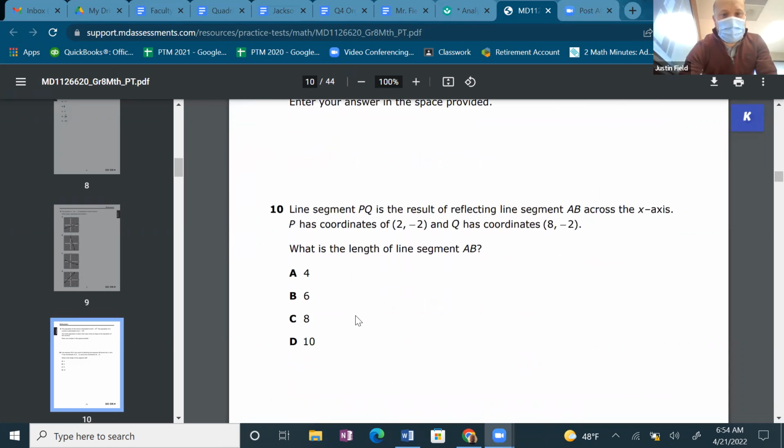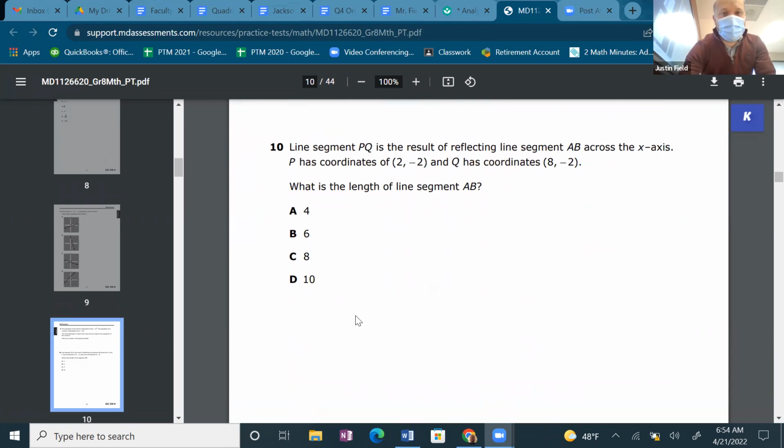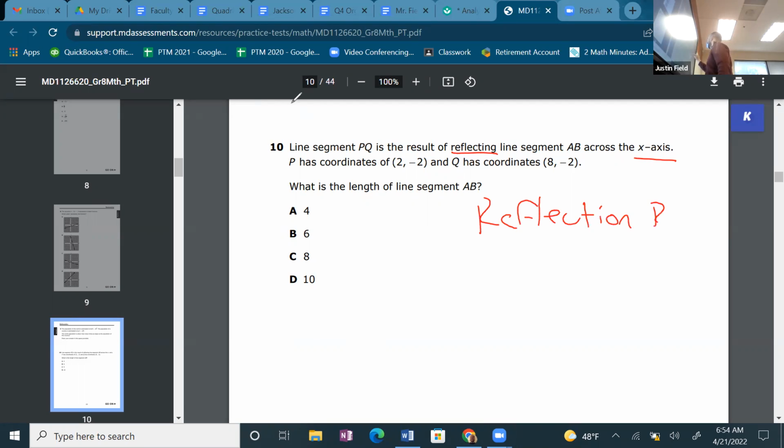All right. This looks hard because it's got words. But when you start reading it, this is one of the easiest questions on the test. Reflecting across the x-axis. So remember your breakdown, reflection rule. What are the reflection rules?